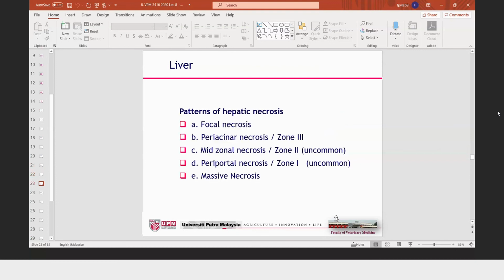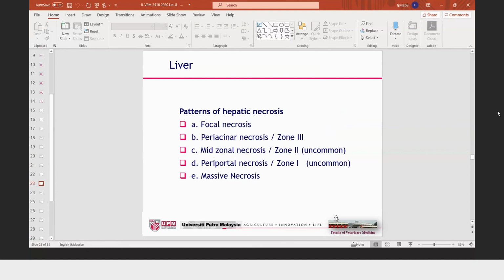So the patterns of necrosis are very straightforward. The first one can be focal, only in a certain area. In contrast to focal, it can also be massive. I mean, it can cause massive necrosis of the whole hepatic parenchyma involving the hepatocytes. But sometimes they also follow the zones, whether it is zone 1, zone 2, or zone 3. So periportal necrosis, mid-zonal necrosis, or pre-acinar necrosis. So they can follow those patterns also.